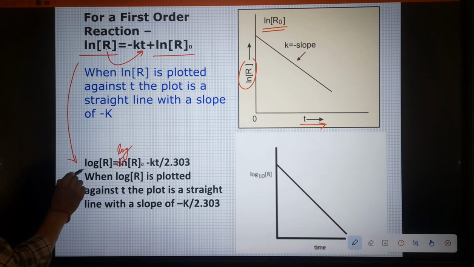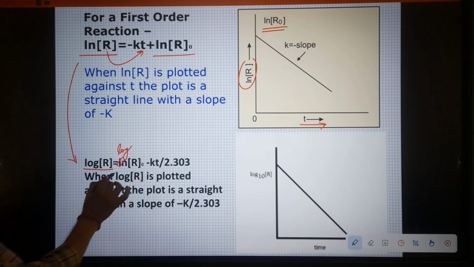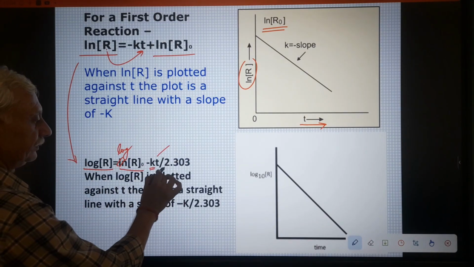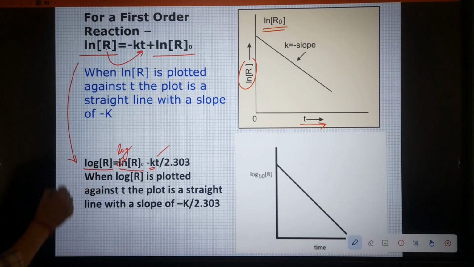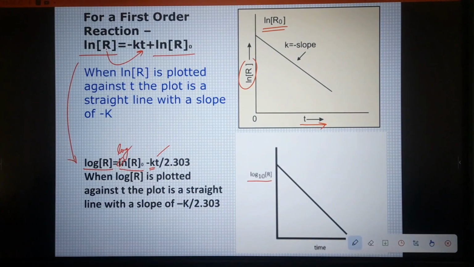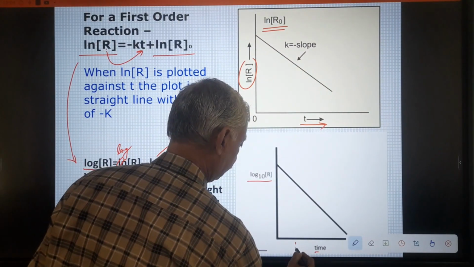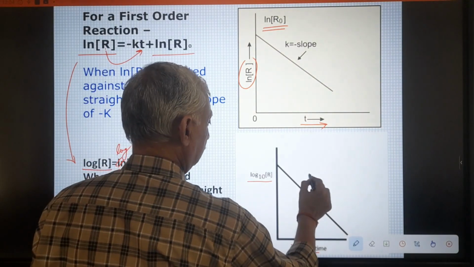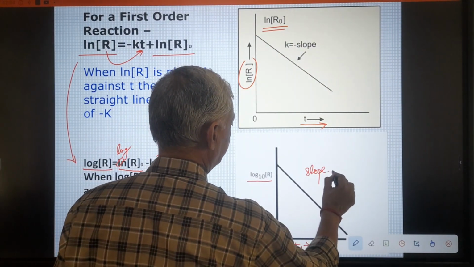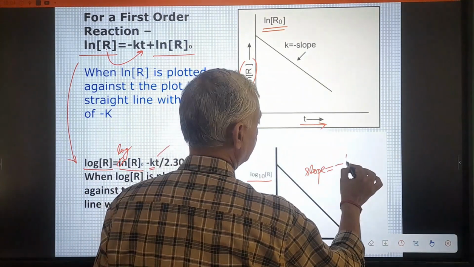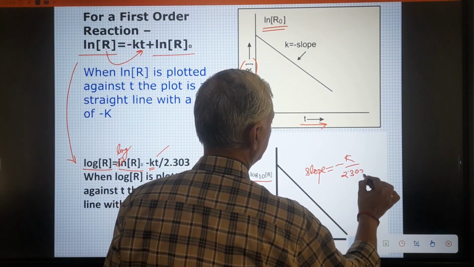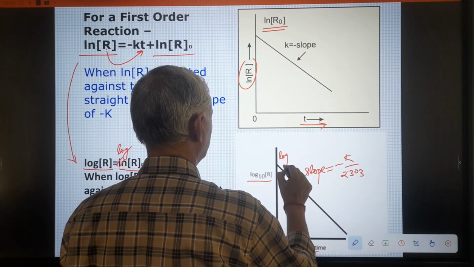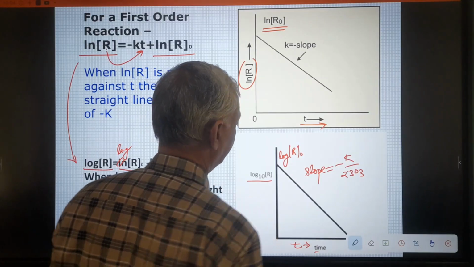So here this is log of the concentration of the reactant. This is log of the initial concentration of the reactant. This is time. This is rate constant. And when we plot log to the base 10 of the concentration of reactant against time t, this plot is a straight line, and here the slope is minus k upon 2.303, and the intercept will be equal to log of the initial concentration of the reactant.